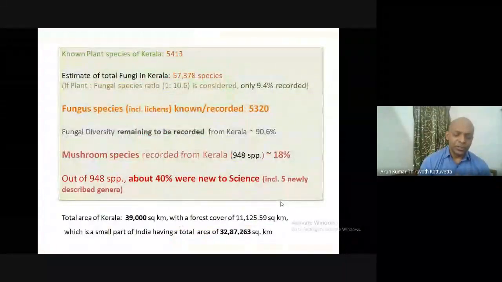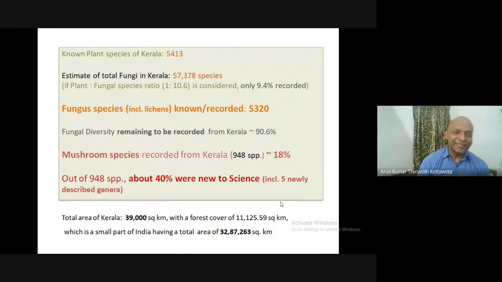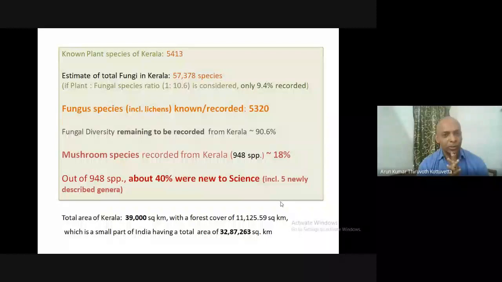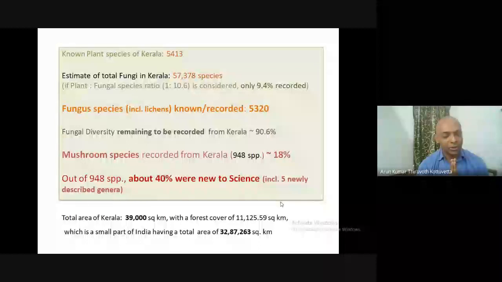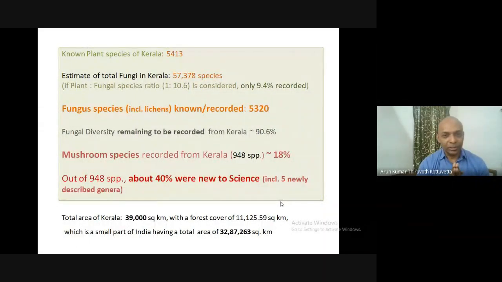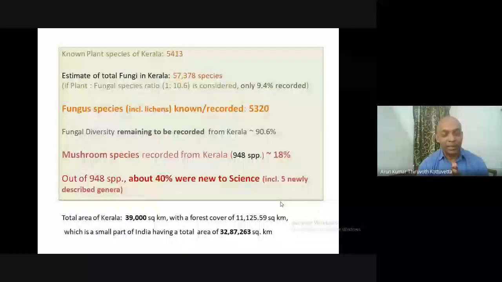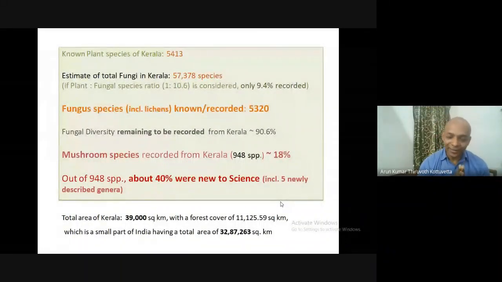And as I said, we have a plant species diversity of around 5,000. And if we try to estimate the number of species of fungi, we will have to resort to the estimate calculations by Hawksworth and Blackwell. Blackwell, in 2001, predicted a 1:10.6 plant to fungal species ratio, and she estimated that there should be around 5.1 million fungal species on the Earth. So if we take that 1:10.6 ratio, which is very conservative for a tropical country, we still have an estimate of almost 57,000 species. And the recorded number of fungal species from Kerala is around 5,000.